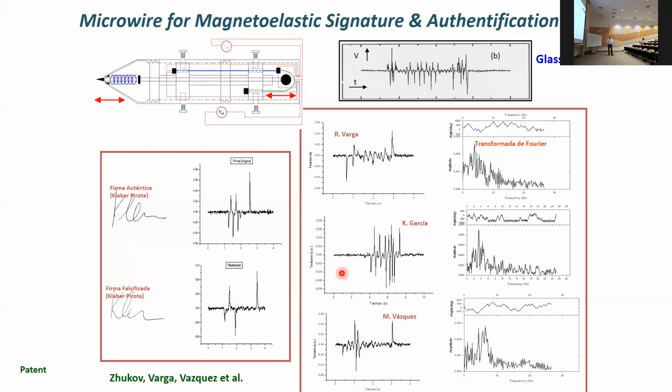Actually, we have done many more characterizations of the microwires, but I'm going now to the application of these microwires. I'm going to give you some examples. For example, this is a magnetoelastic pen.